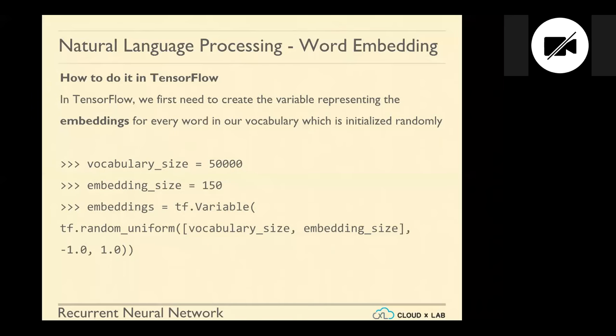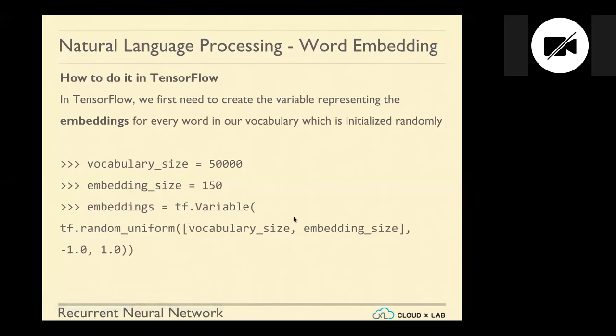First of all, we will need to create the variable representing the embedding. This is a random variable that we are creating, from some vocabulary size and embedding size. We are just creating the embedding. So we are creating an embedding of 150 size.